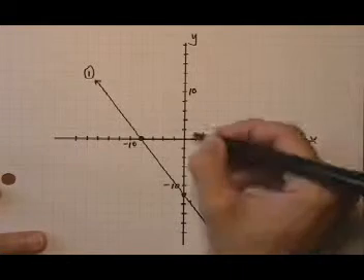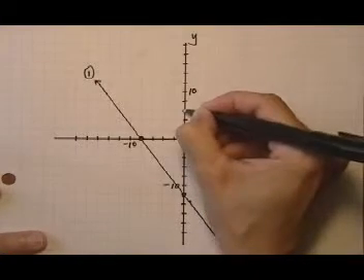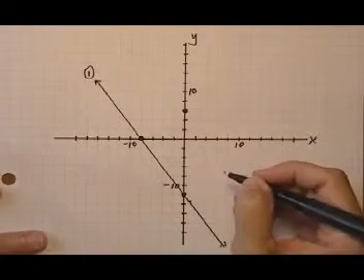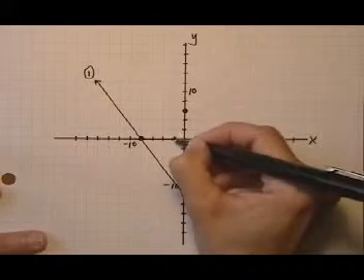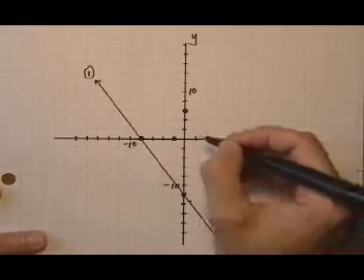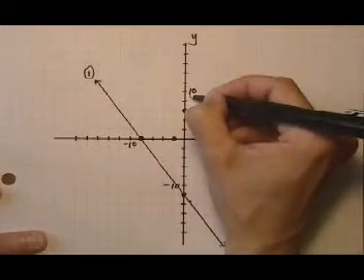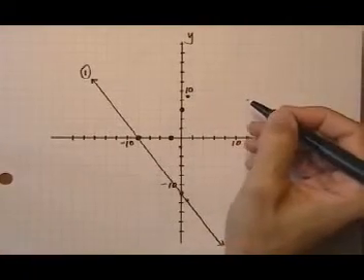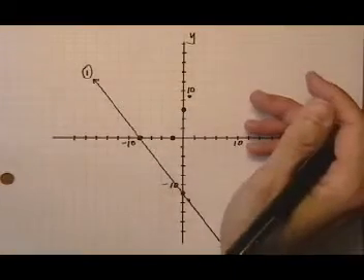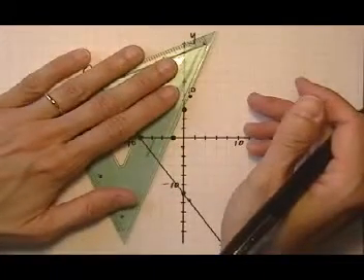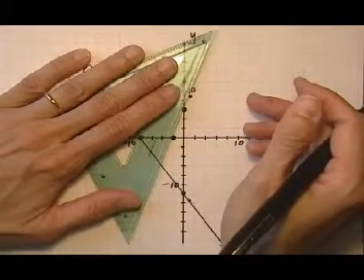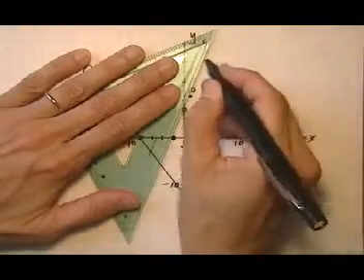Next equation. X is 0, y is 6. 2, 4, 6. X is negative 2, y is 0. And x is 1, y is 9. Right about there. And we line it up. Okay, and put our line.